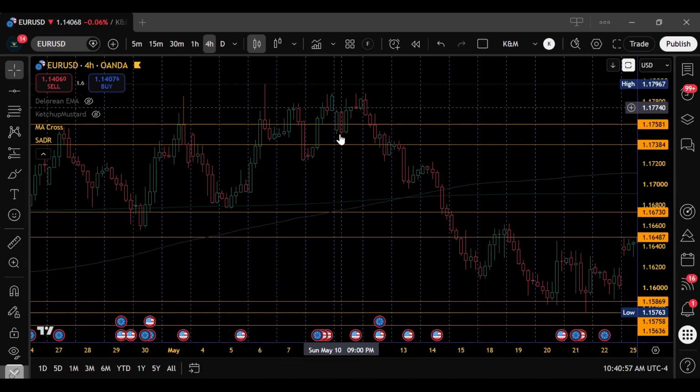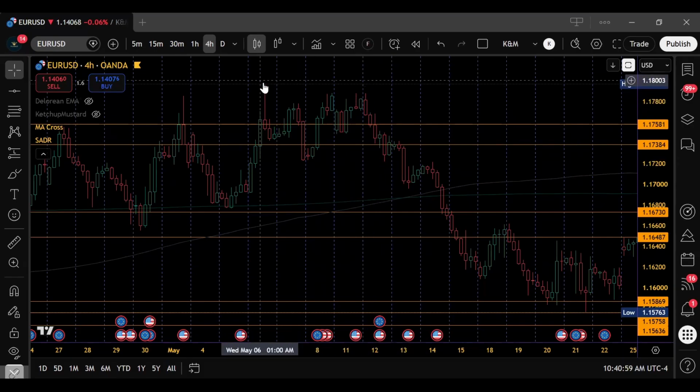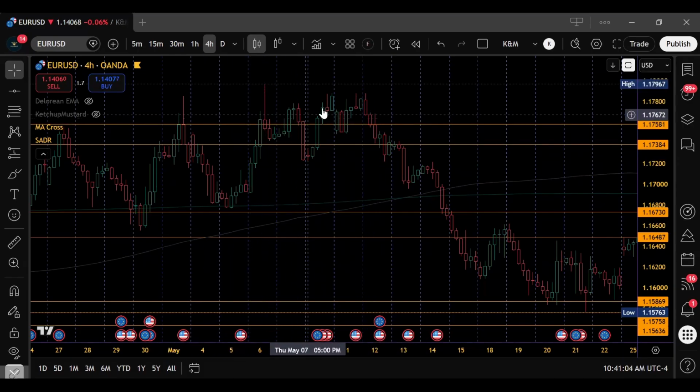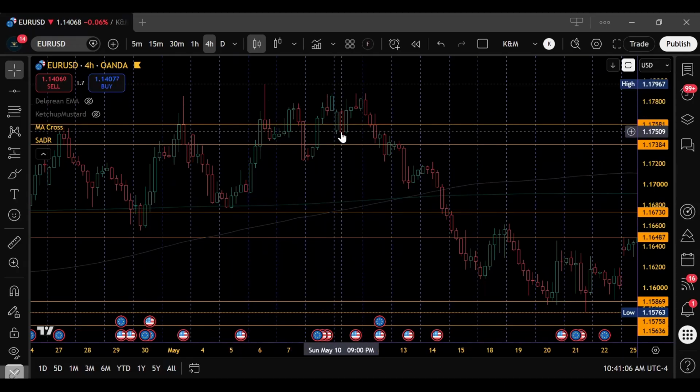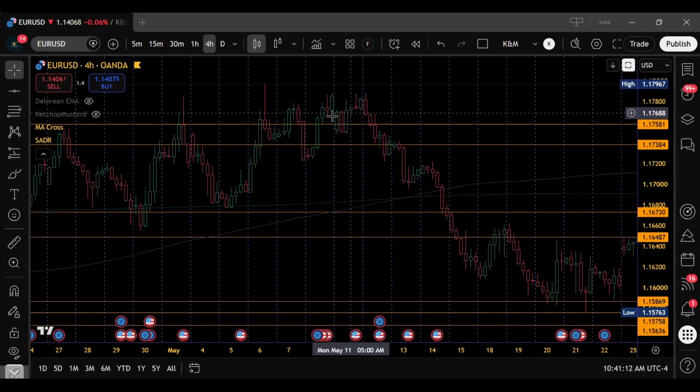It's going back and forth. It kept going back and forth. But what it was doing was respecting this high up here, because every time it broke above the trade zone, it came right back down into it. Right here, I could see how this would be a buy.